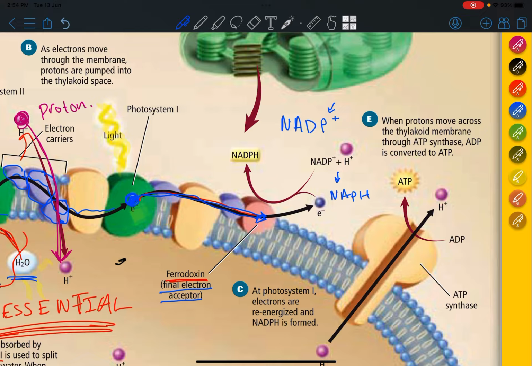And that will form the energy carrier molecule, or the energy storage molecule, NADPH. So NADP+, once you add a hydrogen proton to it and an electron from ferredoxin, because ferredoxin is going to give the electron here, right? Then you're going to have NADP+ plus H plus a proton, that will give you the energy storage NADPH. Okay?